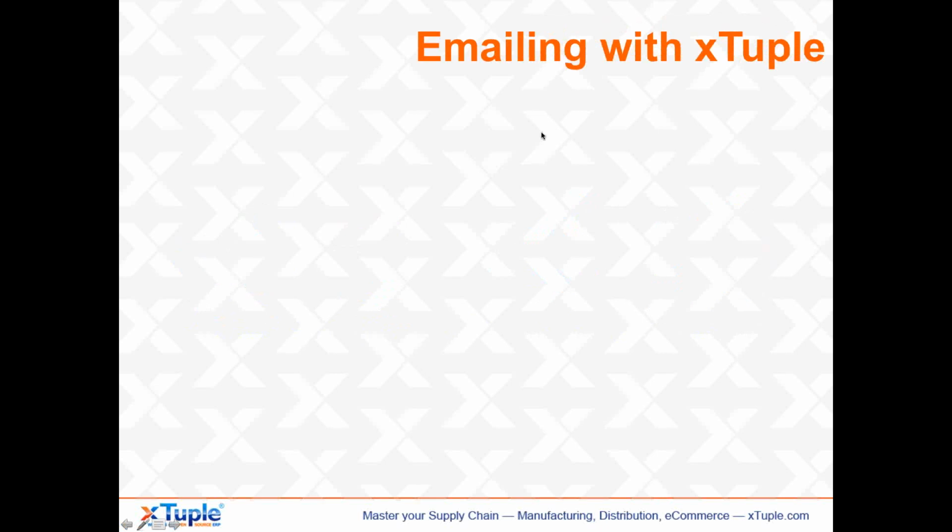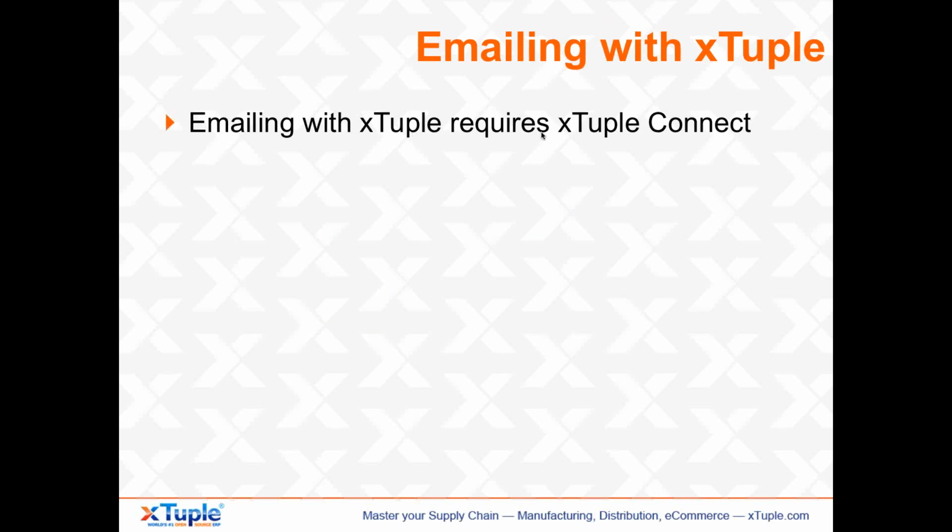So again, of all of the things that XPeople Connect can do, the things that we're going to focus on today is the emailing with XPeople. So emailing with XPeople requires Connect. Some people I know save their outputs to a PDF, and you can certainly attach that PDF to email and email them out. XPeople Connect helps to automate that whole process.